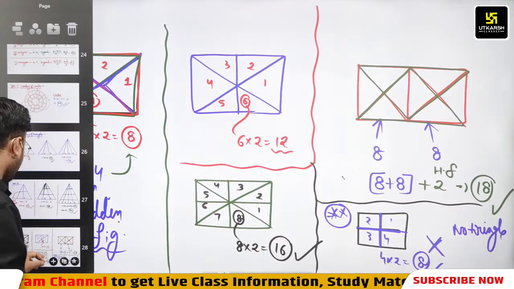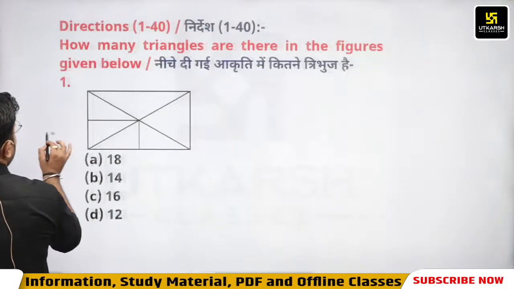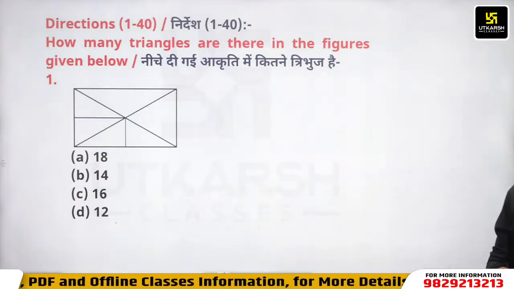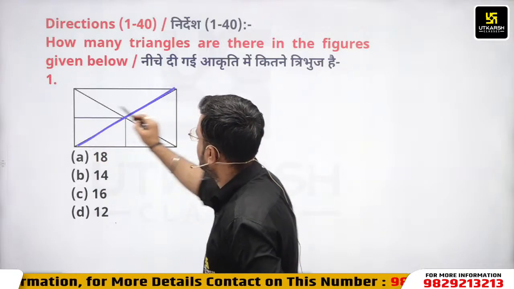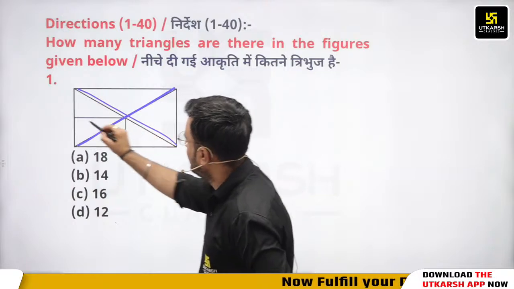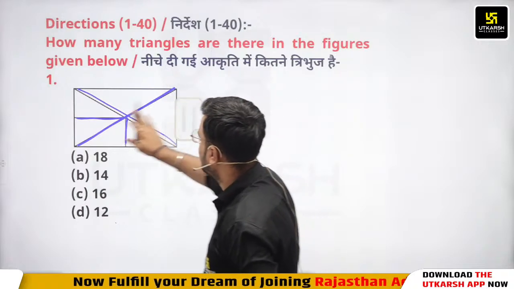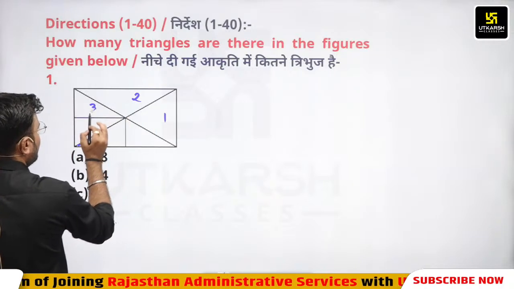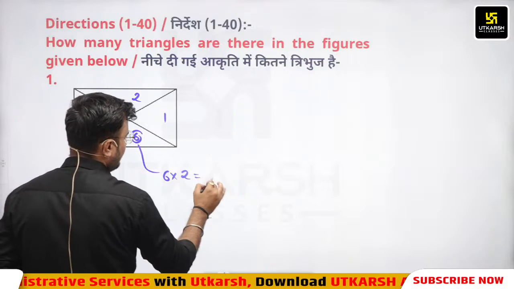Now if you are able to see this question, and if someone asks how many triangles are there in this figure, we can apply the same concept, because you can see two lines are drawn in a diagonal form, and then there are one and two lines also formed. So how many triangles are there? We can apply the same trick starting from 1, 2, 3, 4, 5 and 6. Now double of 6 will be 12.